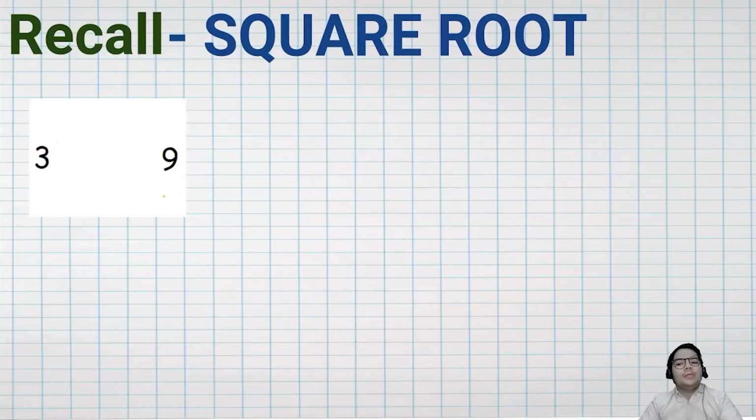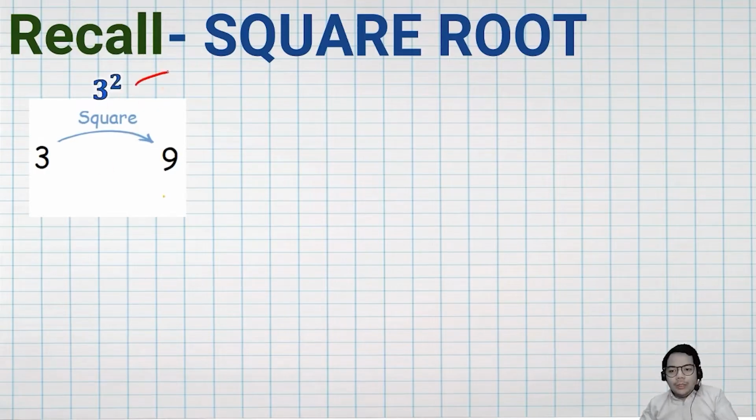Okay, let's proceed with recalling square roots, or what we mean by square roots once again. If we consider these two numbers, we have 3 and 9. For example, I square 3. If I square 3, that means 3 squared. In other words, 3 squared is the same as 3 times 3, which is equivalent to 9.